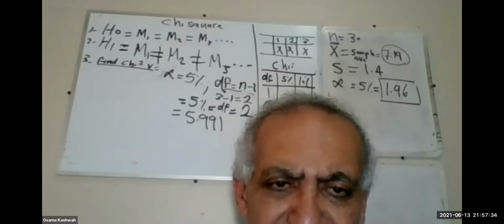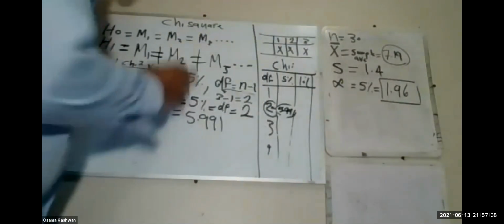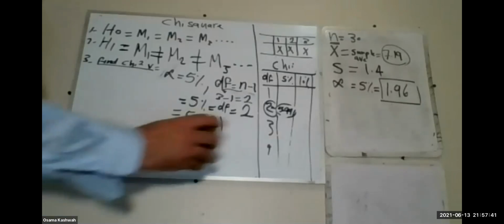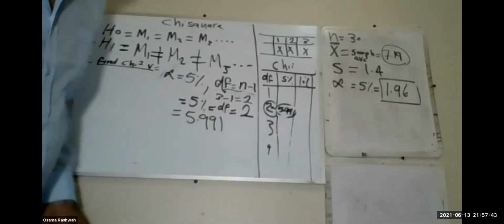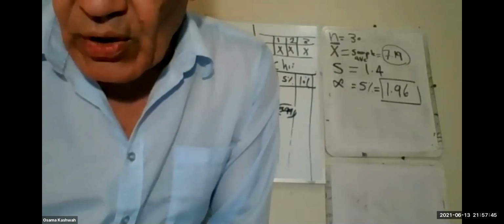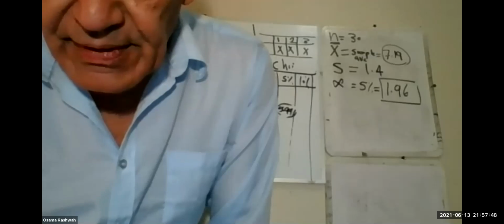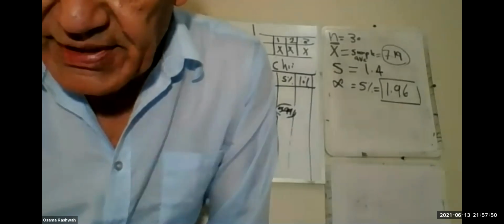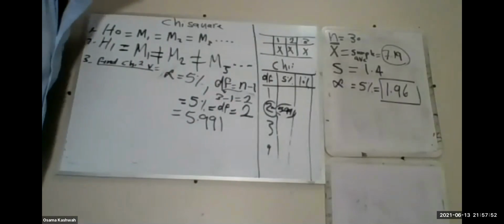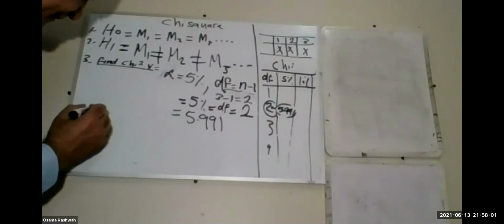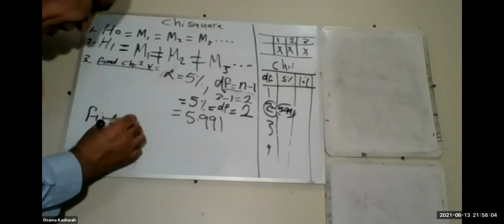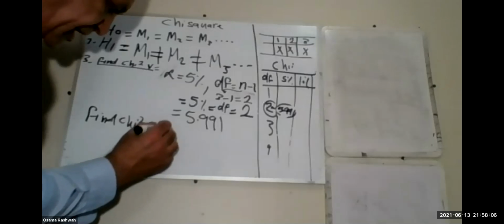How will I do chi-square calculated? To calculate it, I will just now have to remove this so I can work on the fourth step. Okay, to find out chi-square calculated, I will write a step here and clarify here. Find chi-square calculated.